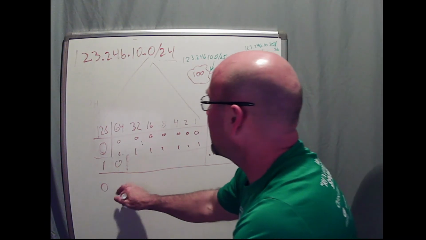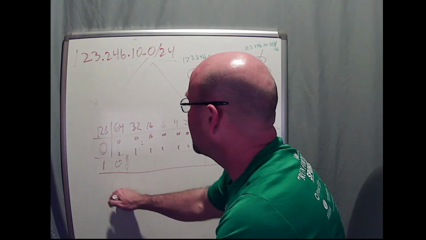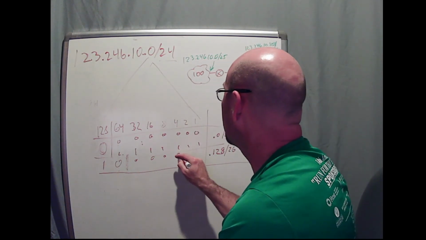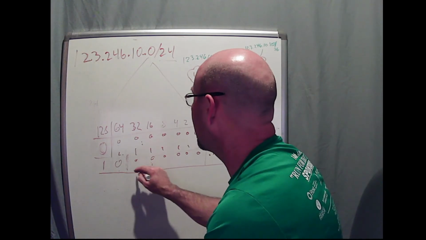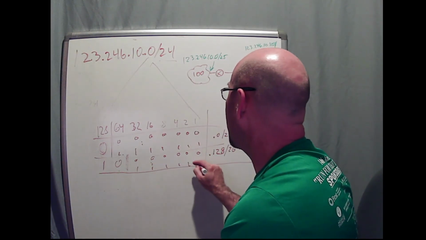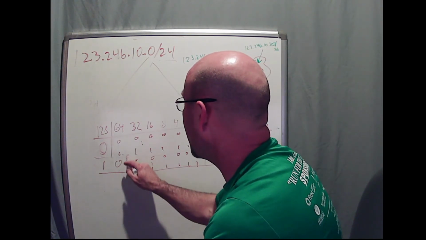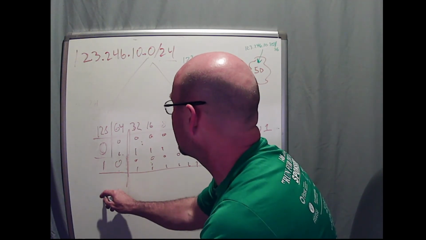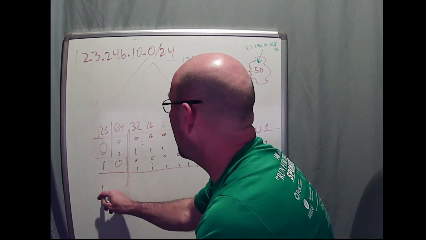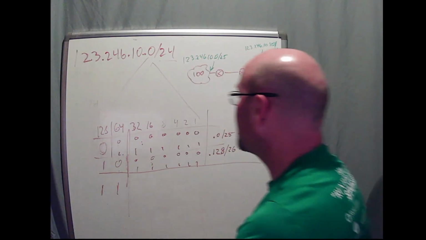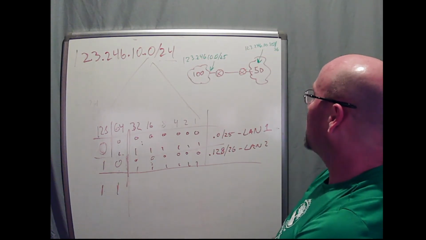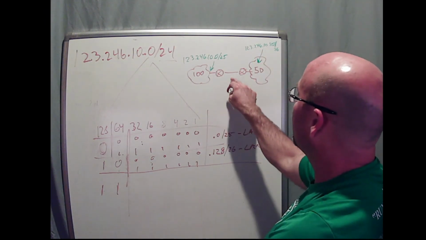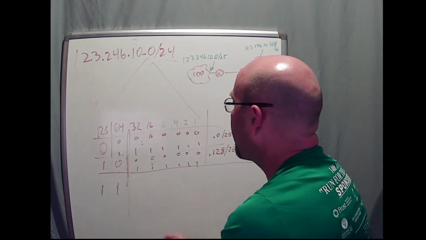Okay? So the next one possible is going to be this, which uses up this, dot, dot, dot, all the way down to that. But what we haven't used is 1, 1. Okay? So what we'll do is that will be our assignment for our next subnet, 1, 1.